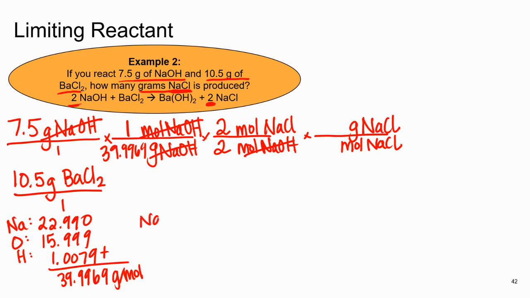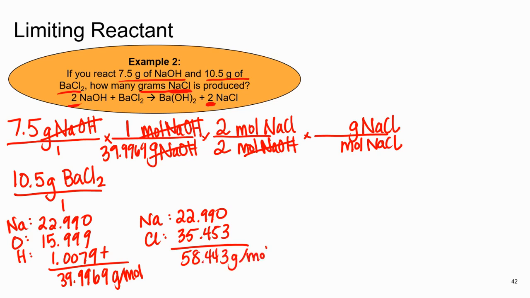So let's figure out the molar mass of sodium chloride. We'll add up a sodium and chlorine and get 58.443 grams per 1 mole. So in every 1 mole, there are 58.443 grams of sodium chloride. Moles cancel, and we need to multiply that all out, and we get 11 grams, if we round up, of sodium chloride are produced.